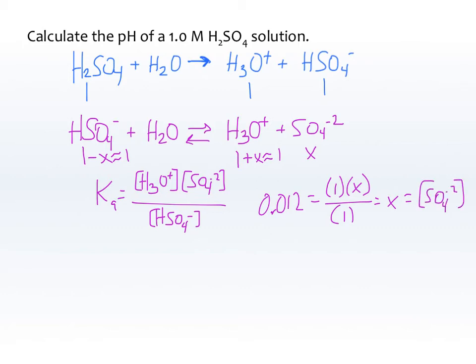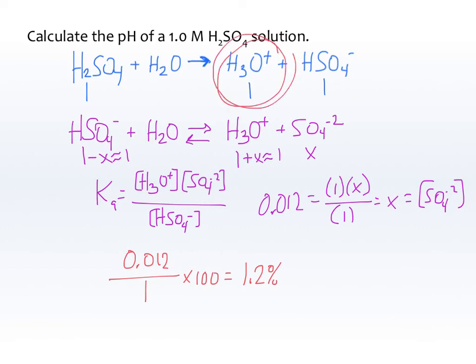If you want to check whether or not x is negligible, just to make sure we did it right, we'll have the thing that we found out for x, which is 0.012, divided by the original, which was 1, times 100, gives you 1.2%, which is less than 5%, which means x is negligible, our approximation was valid, and H3O+ really is 1. So the pH is equal to negative log of 1, which is 0. A really, really low pH, which means a really, really strong acid.